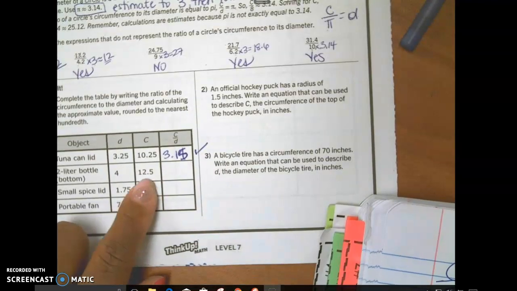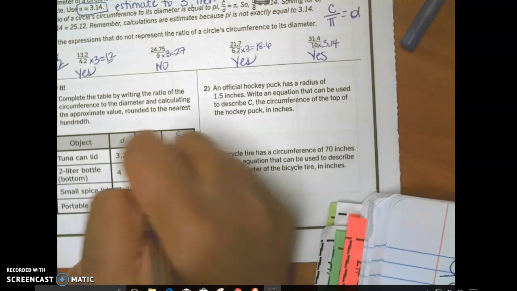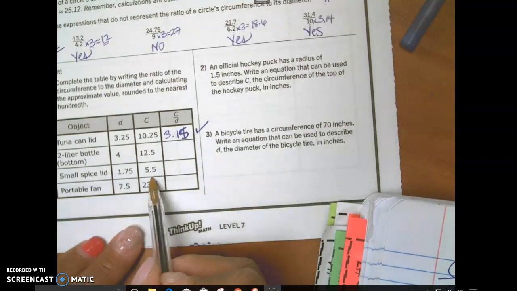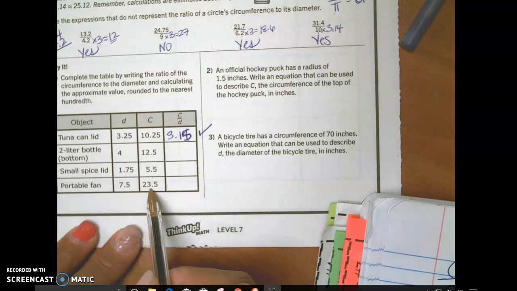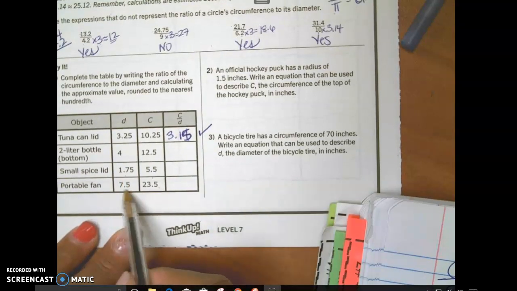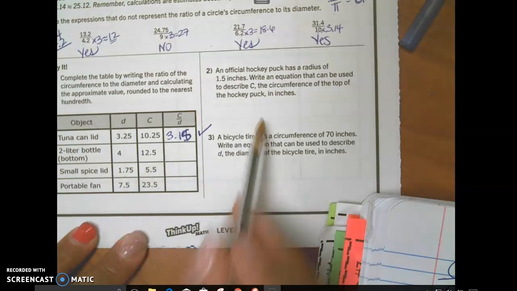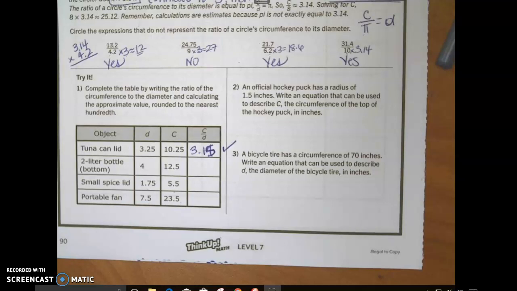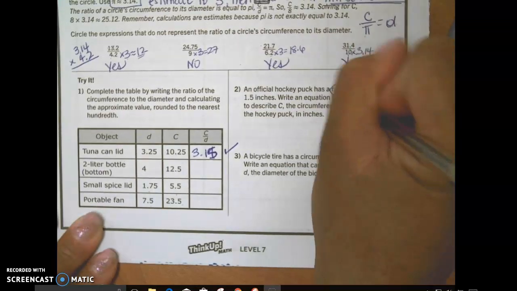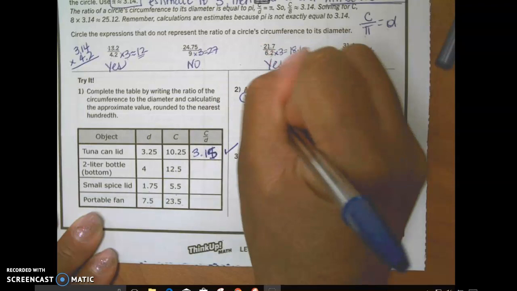Here, 12.5 over 4. I'm going to divide. Here, 5.5 over 1 3/4. Divide. 23.5 divided by 7.5. Okay? Now let's move on and do some actual application. An official hockey puck has a radius of 1.5 inches. What's that right there? Is that important? Yes. Underline it or circle it, whatever you want to do.